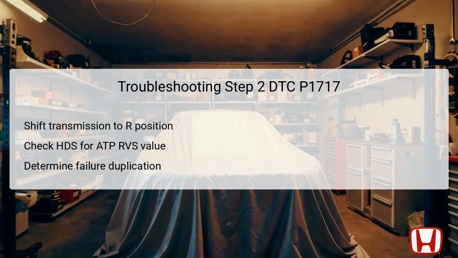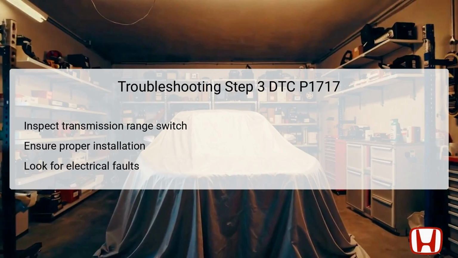Utilizing the HDS Honda Diagnostic System, the values for both the ATR switch and the reverse switch, ATP RVS, can be monitored. If the readings indicate that the ATP RVS value is off while in reverse, it confirms that the reported condition is duplicated and validates the existence of the DTC P1717. This step is essential to confirm the initial diagnosis and ensures that the data collected aligns with the expected operational standards of the transmission system. Understanding these readings may elucidate whether the issue lies with the transmission range switch or elsewhere in the system.